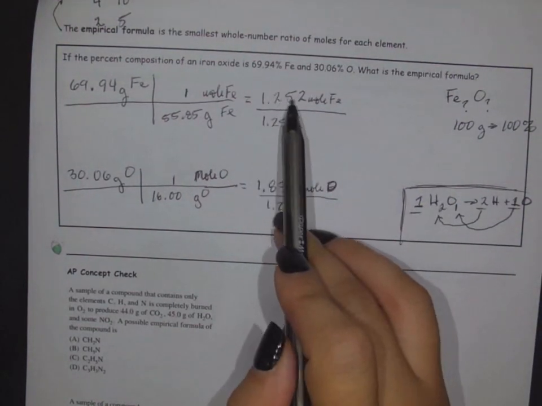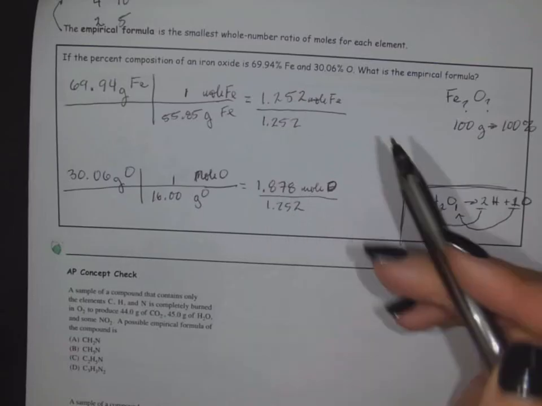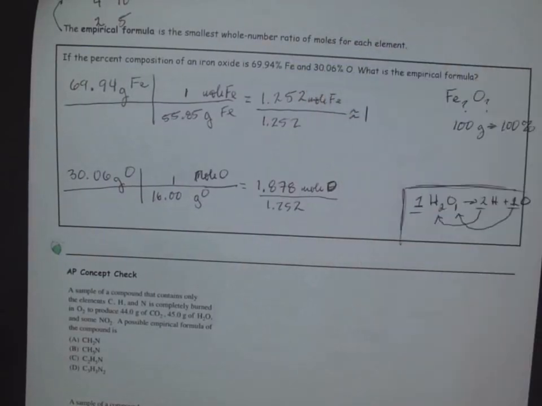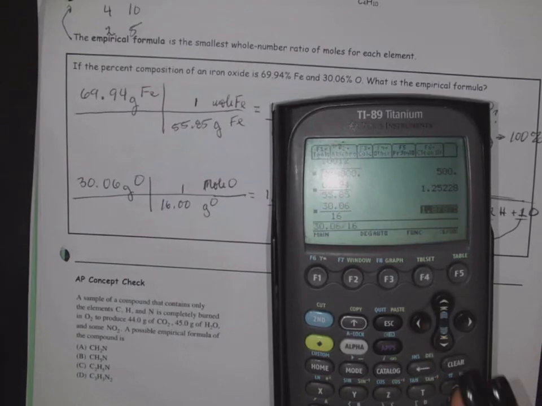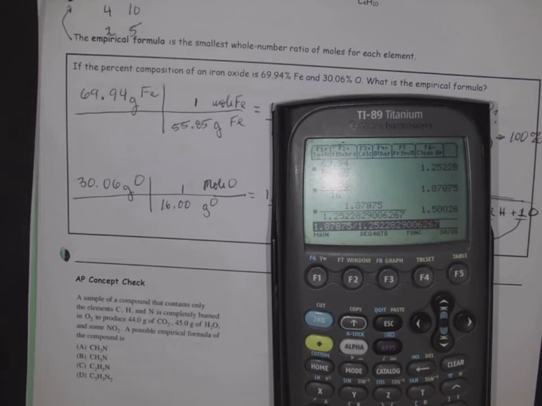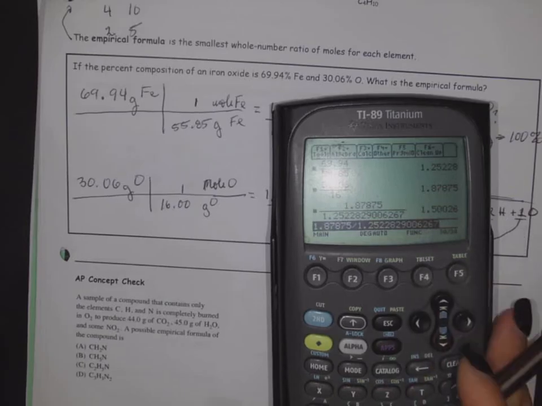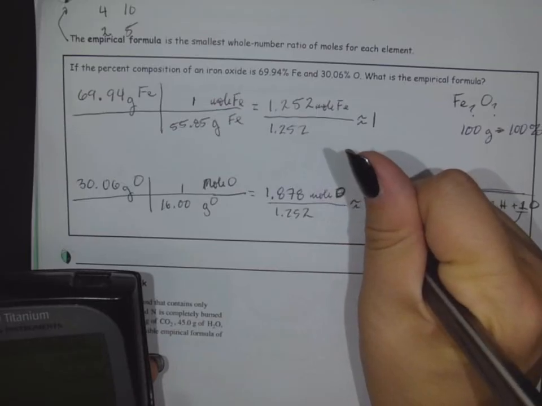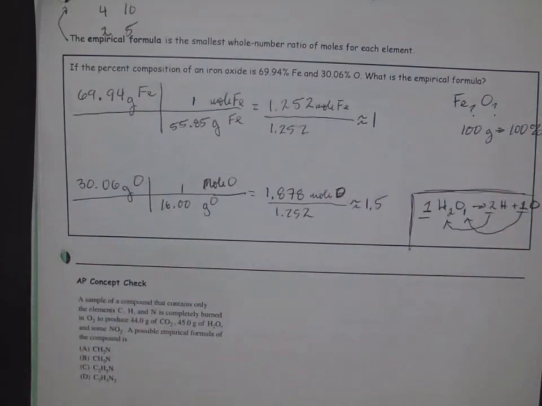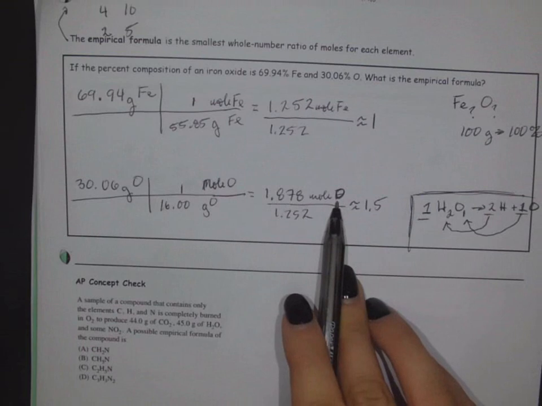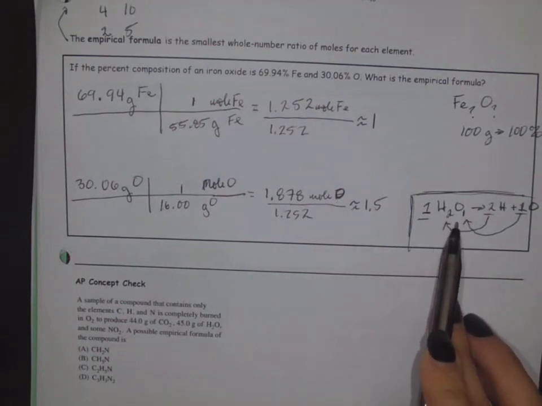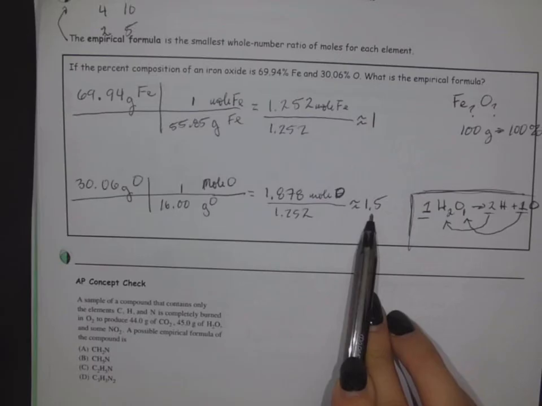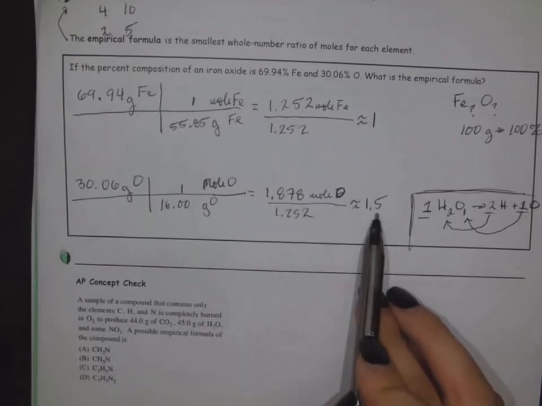So if I take 1.25 and I divide it by 1.25, that is going to equal 1. And then this 1.878 number, I divide it by the 1.25 number. Notice that I'm grabbing the longer numbers in my calculator, and I get roughly 1.500, 1.5. Okay, so the ratio between iron and oxygen for my moles, my subscripts here, is a 1 to a 1.5. But we want whole numbers, not fractions.